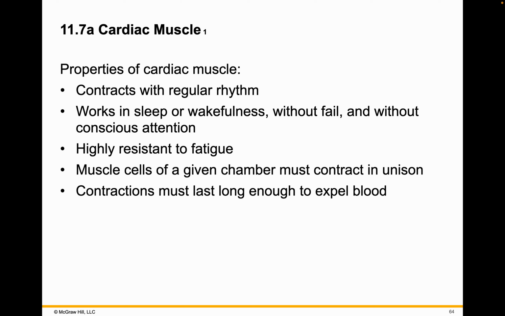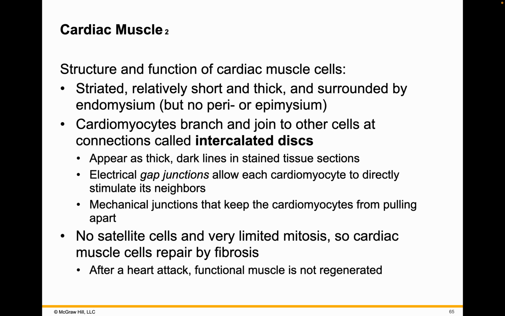Cardiac muscle cells contract with a regular rhythm. They work in sleep and wakefulness without fail and without conscious attention. They have a high resistance to fatigue. The muscle cells of a given chamber must contract in unison, and the contractions must last long enough to push the blood out of the heart. The cardiac muscle cells are striated, relatively short and thick, surrounded by endomysium, but not perimysium or epimysium.